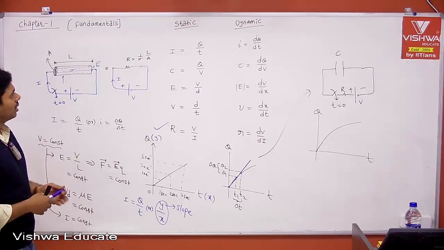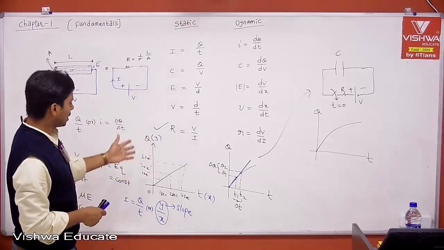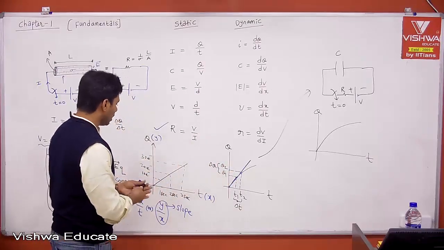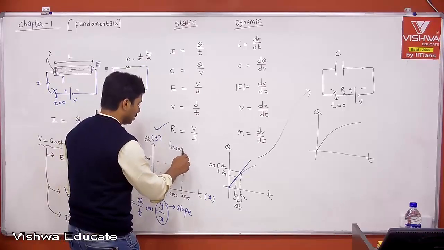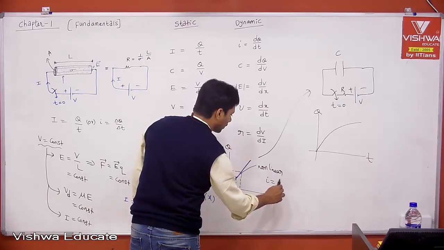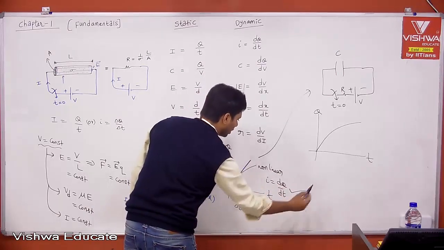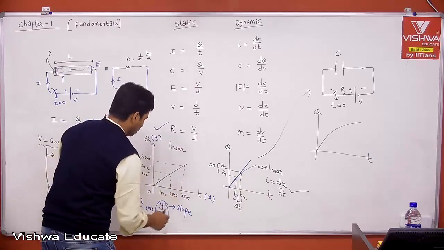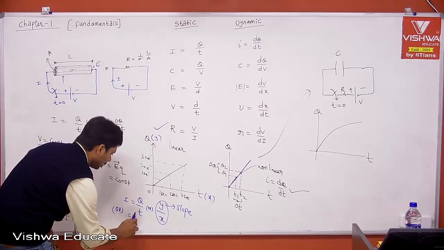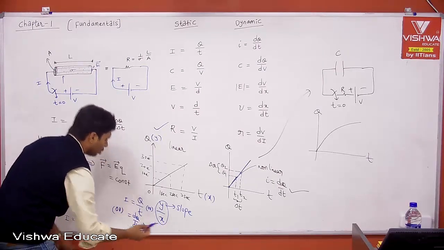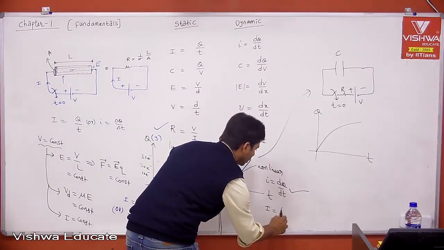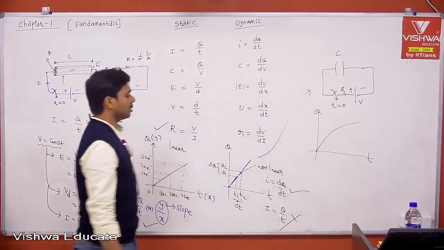Now, just take the static definition and dynamic definition. Maybe you can take the current definition, current Q by T, for linear and then non-linear. Here, this is linear. Then here, this is non-linear. If this is non-linear, we should take small i equal to dq by dt. This is the current definition. And if this is linear, then you can take either I equal to Q by t, or you can take dq by dt. Both are true. But here, if you take I equal to Q by t, this is wrong because this is non-linear.